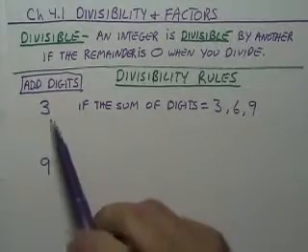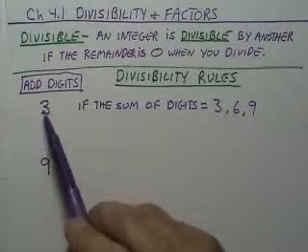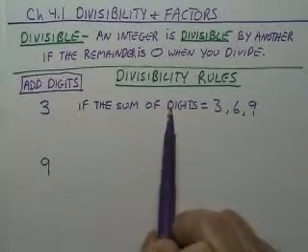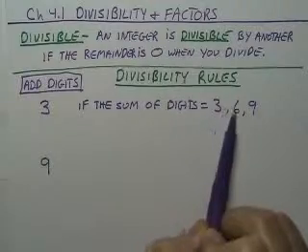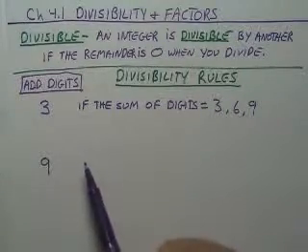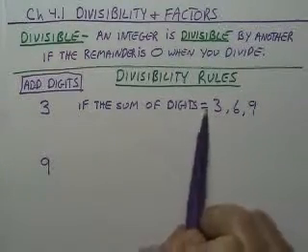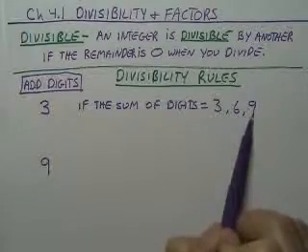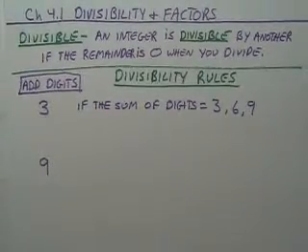So the rule is a number is divisible by 3 if the sum of the digits equals 3, 6, or 9.